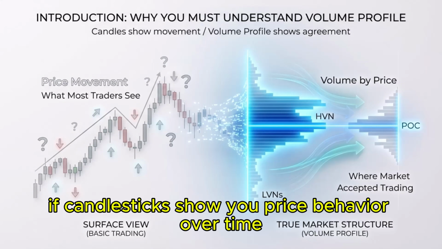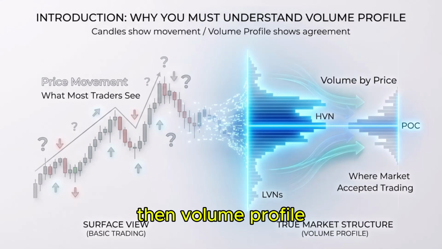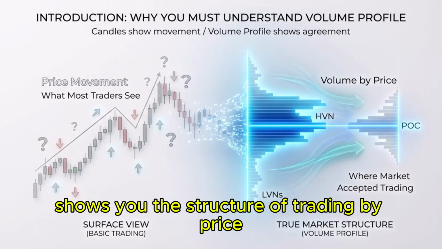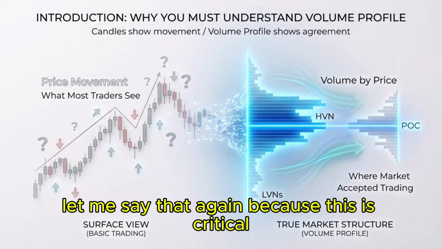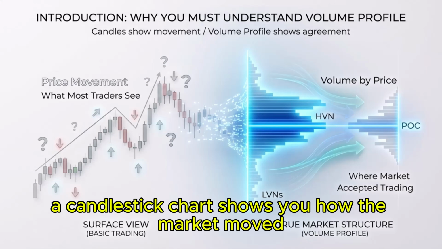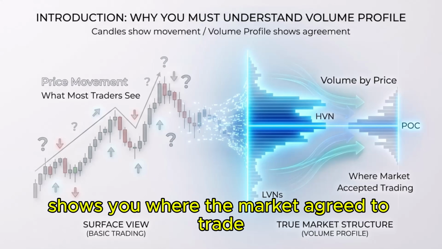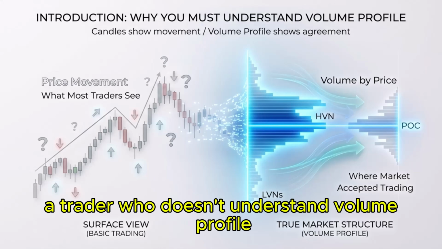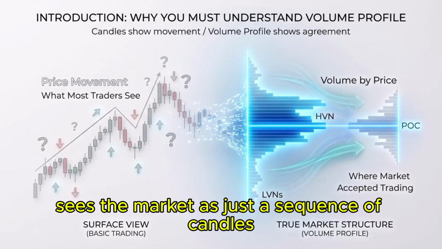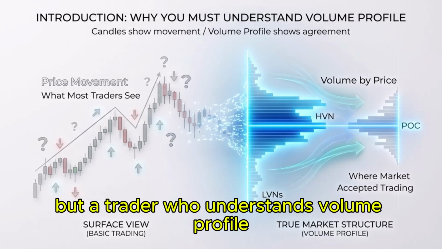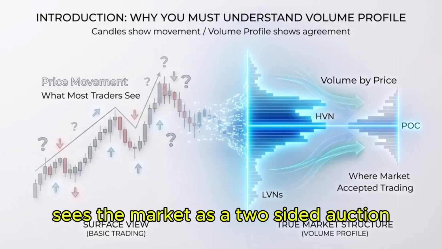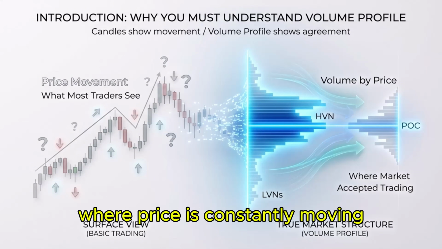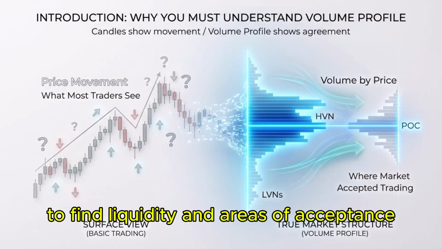If candlesticks show you price behavior over time, then volume profile shows you the structure of trading by price. Let me say that again, because this is critical. A candlestick chart shows you how the market moved. Volume profile shows you where the market agreed to trade. That is a huge difference. A trader who doesn't understand volume profile sees the market as just a sequence of candles. But a trader who understands volume profile sees the market as a two-sided auction, where price is constantly moving to find liquidity and areas of acceptance.